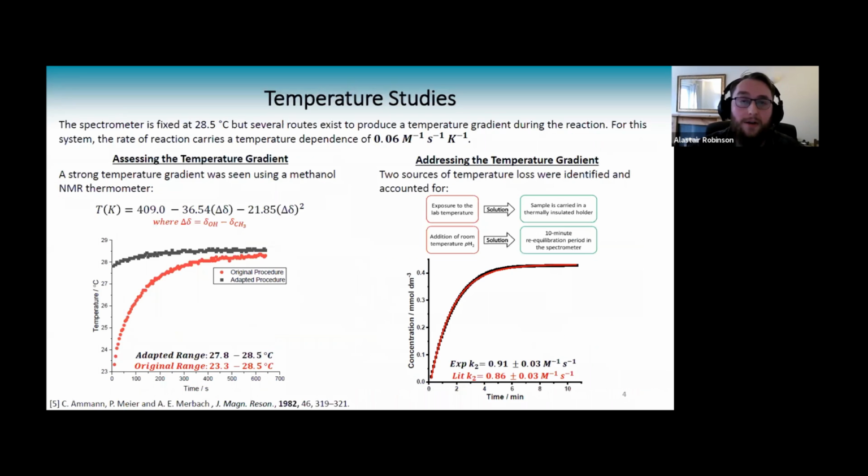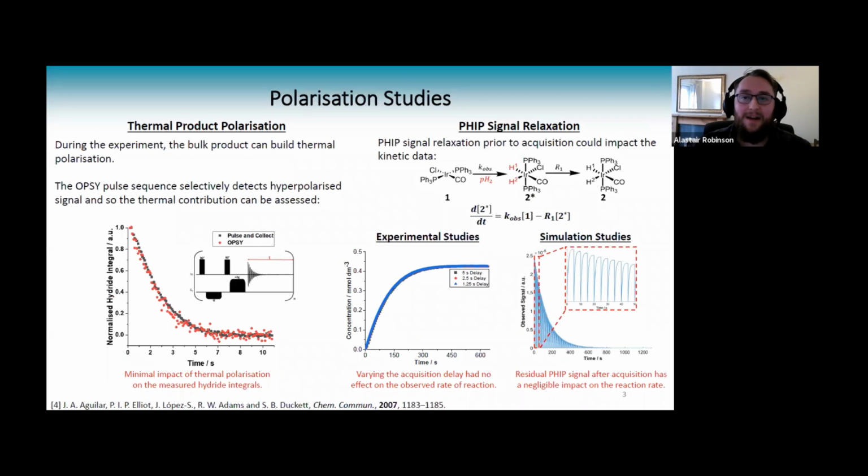Next, I looked at some PHIP signal results, and in the first case, I looked at whether the size of the acquisition window could affect the rate, as in the 5-second window prior to acquisition, you could get formation of product and subsequent relaxation before detection. To investigate this, I changed the size of the window between 1 and 5 seconds, and what I saw was that relaxation wasn't having a large effect, as k_obs wasn't varying with this change in window size.